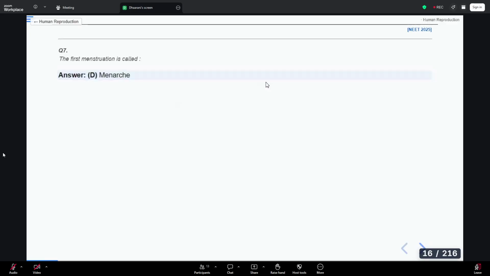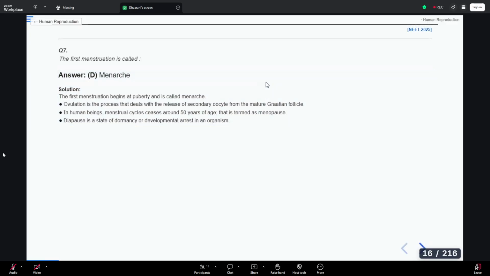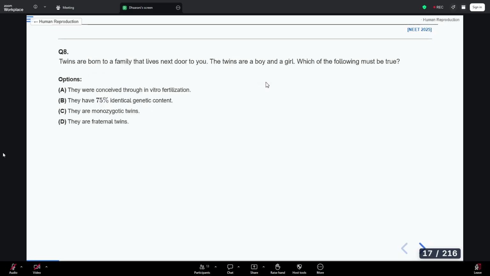Let's see the answer. So the answer is menarche. Next question. Twins are born to a family that lives next door to you. The twins are a boy and a girl. Which of the following must be true? You have to select the correct option. They were conceived through in vitro fertilization. They have 75% identical genetic content. They are monozygotic twins. They are fraternal twins. What should be the answer? What is the correct option here? Okay, option D.